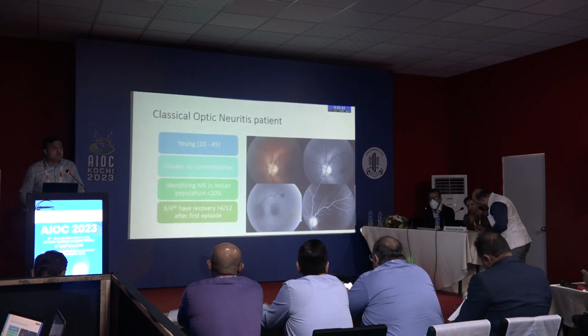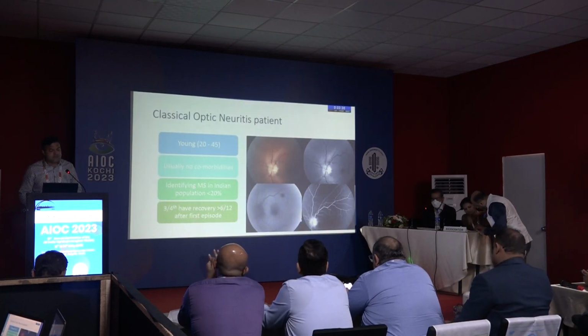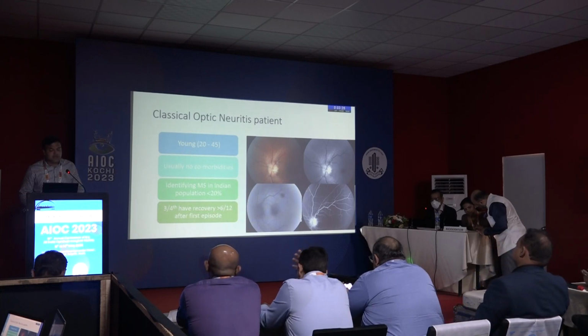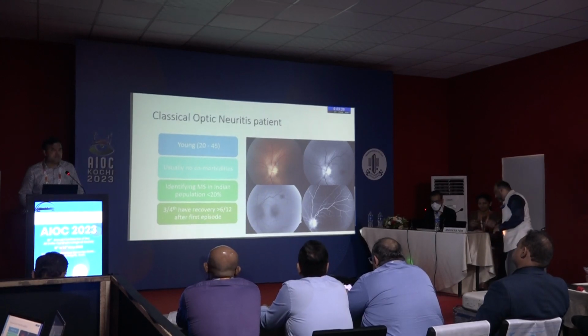So this is your classic optic neuritis patient. These patients generally do not have any comorbidities. You can safely give them IVMP. And most of the Indian population does not have multiple sclerosis, and good visual recovery is generally seen after the first episode.